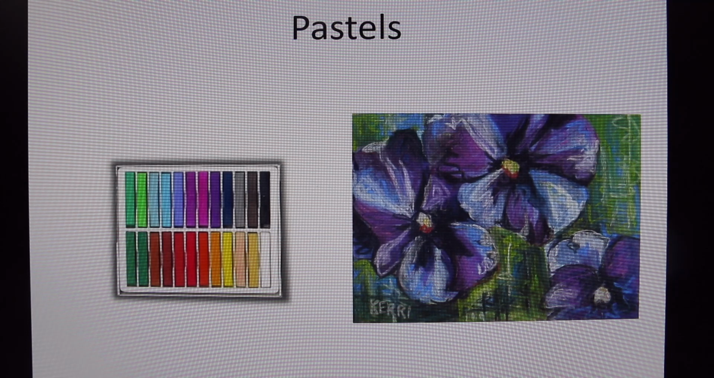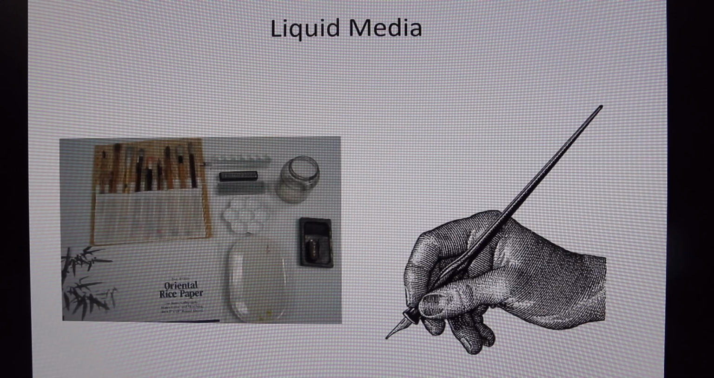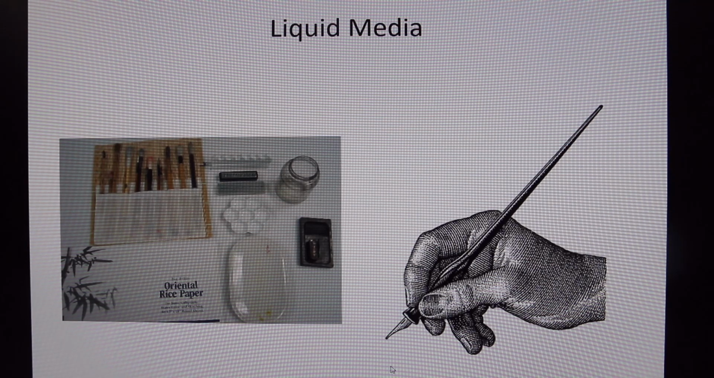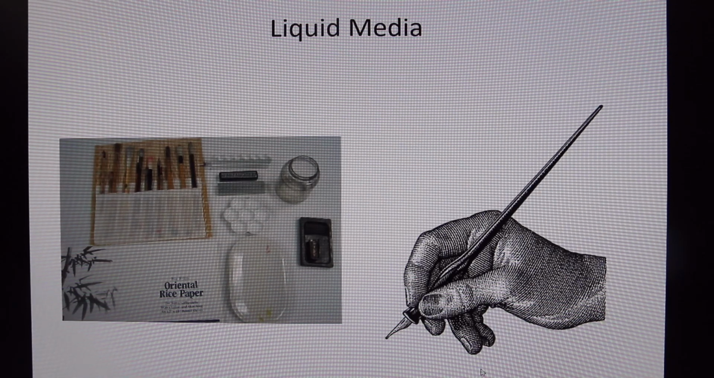Now, if you want to do some really different things, you can try liquid media. In liquid media, which was very popular in the Eastern arts, we're talking ink traditionally. And ink here was applied with brush, and you use rice papers. Inks can be very beautiful, especially when you're doing things like washes, but it definitely requires good hand control.